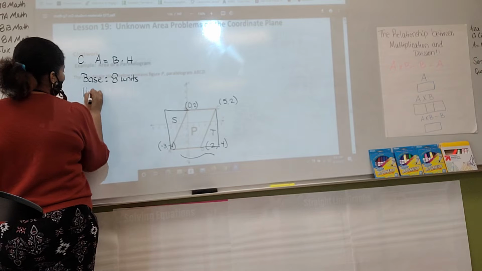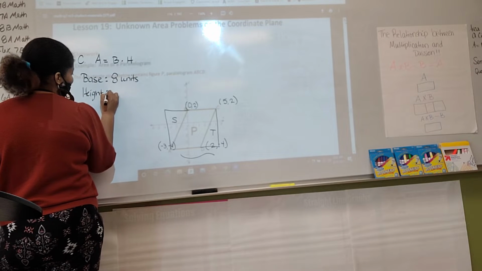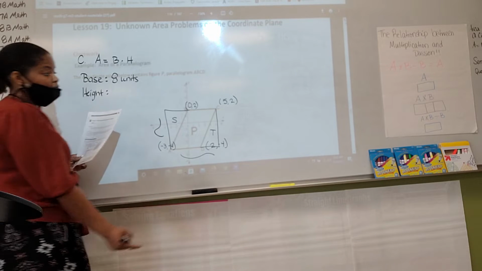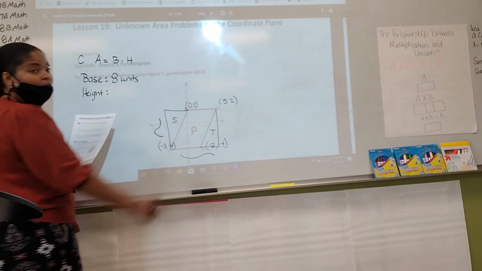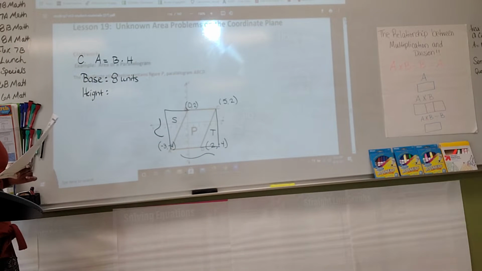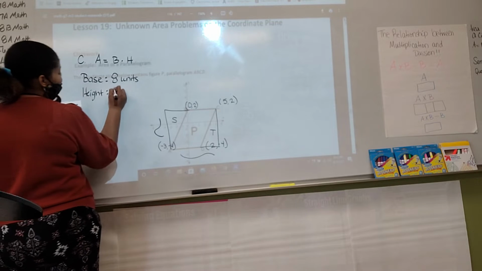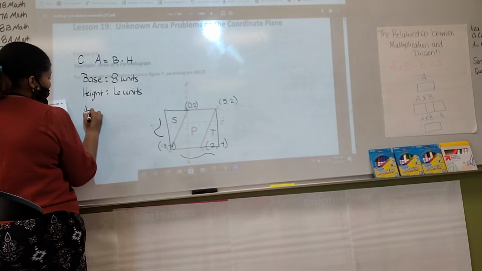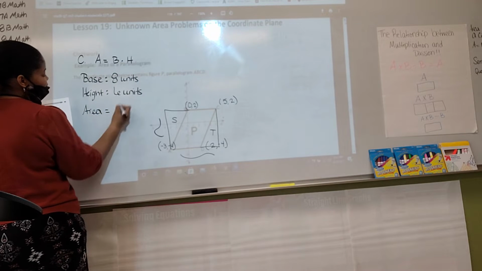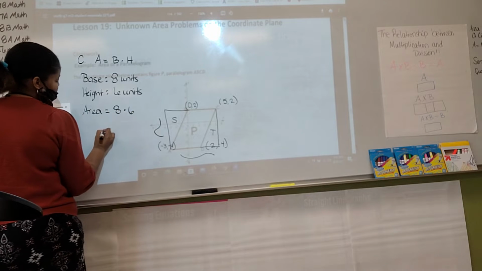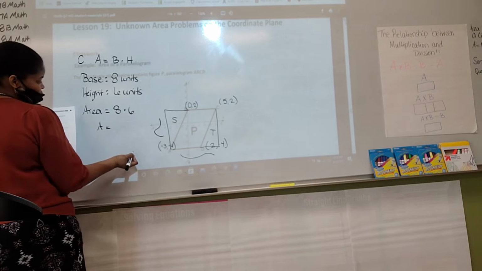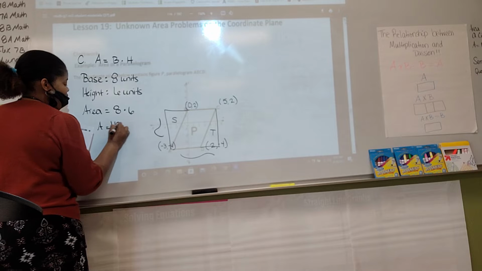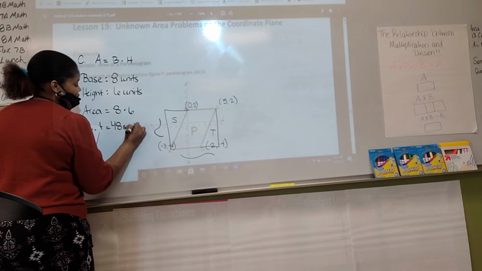All right. So give me the height. The height is from here. So from here to here. So from 2 to -4. How many spaces are in between from 2 to -4? 6. Thank you. So the area will equal the base times the height, which is 8 times 6. Therefore, the area equals 48. Thank you. 48 square units.